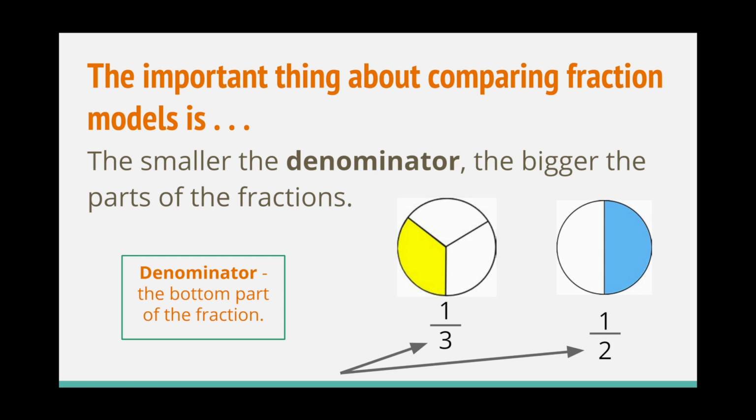All right, so the important thing about comparing fraction models is the smaller the denominator, the bigger the parts of the fraction are. And we said that before. Halves are bigger than thirds. If we only had to break something into 2 parts, the pieces would be bigger. If we had to break something into 3 equal parts, we'd be sharing it with more people, so the parts would be smaller.